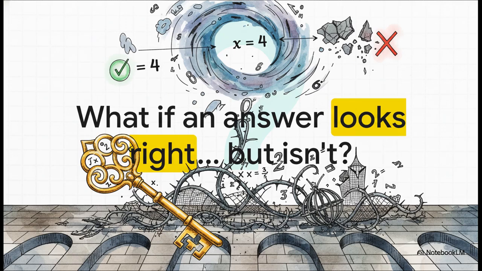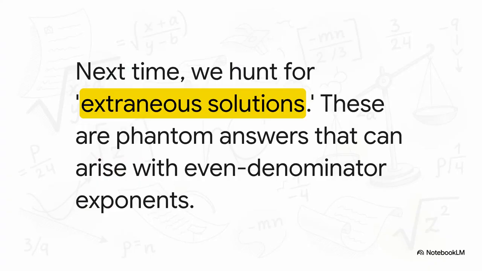You've got the key, you know about the common traps, but there is one last really fascinating twist to this whole topic. What happens when you do all the math perfectly, you get an answer, you plug it back in, and it seems to work, but it's still somehow the wrong answer? Now, that's not a riddle. It's a very real thing in algebra. These weird phantom answers are called extraneous solutions. And in our next explainer, we are going on a hunt to figure out where they come from and, more importantly, how to spot them.